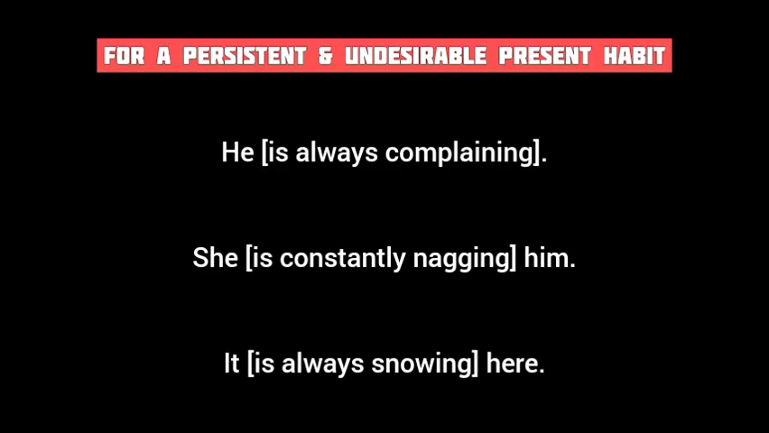Well, we know that to show a present habit or a habitual activity, we use the simple present tense. But for a persistent and undesirable present habit, we use the present continuous tense with adverbs like always or constantly. For example, he is always complaining. She is constantly nagging him. It's always raining here. All these are habitual activities that are persistent and highly undesirable. So we are using the present continuous tense and not the simple present tense.